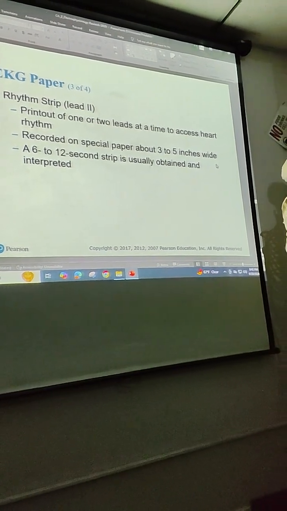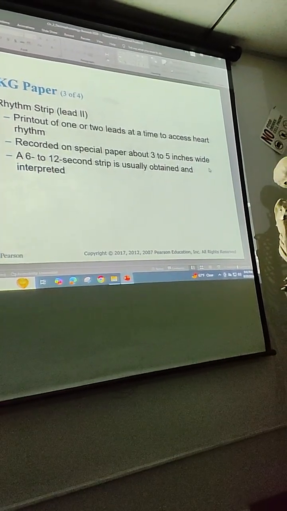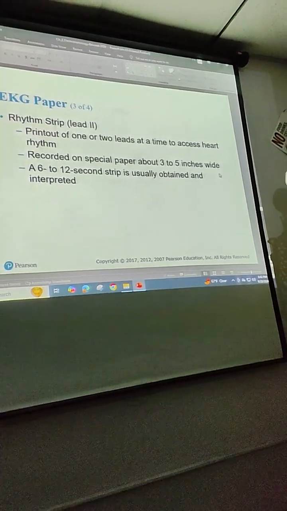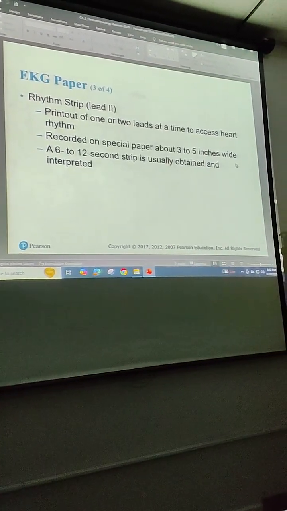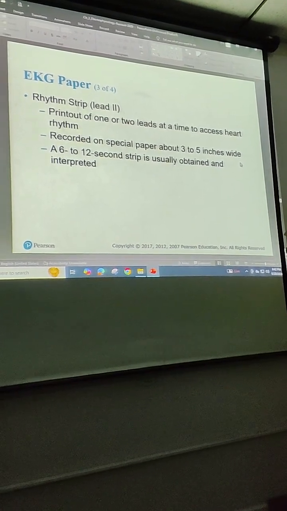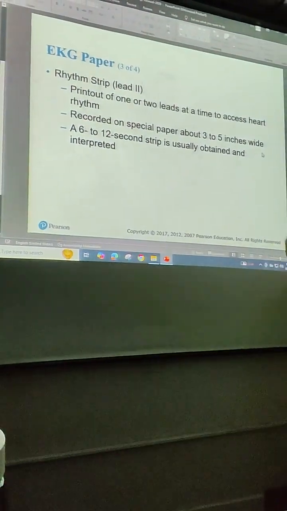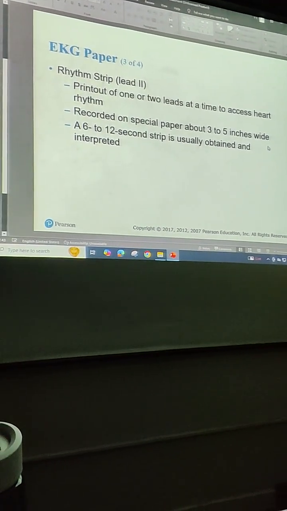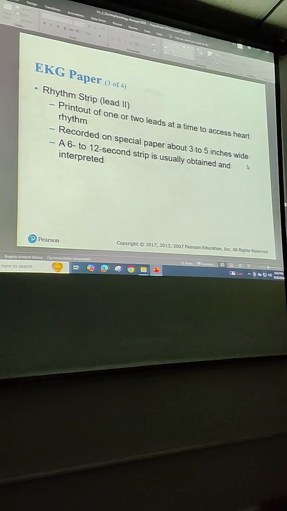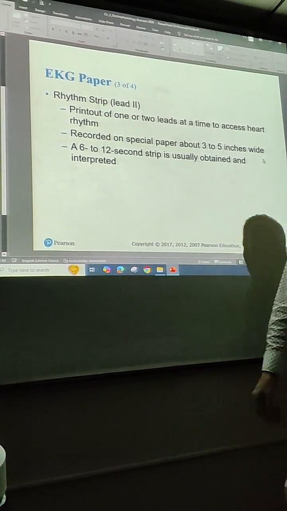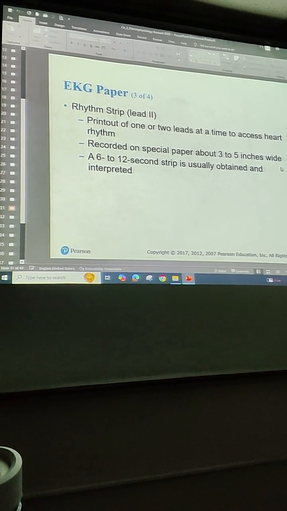But then they're going to ask you, which one of these leads is going to show me almost every single wave of the electrical activity of the heart, so that I can see them perfectly? It's the best view. Then we're going to use lead number 2. So, question for your exam: if the doctor asks you to print the rhythm strip, which one would you print? Lead number 2. Correct. Period. There are no other options.